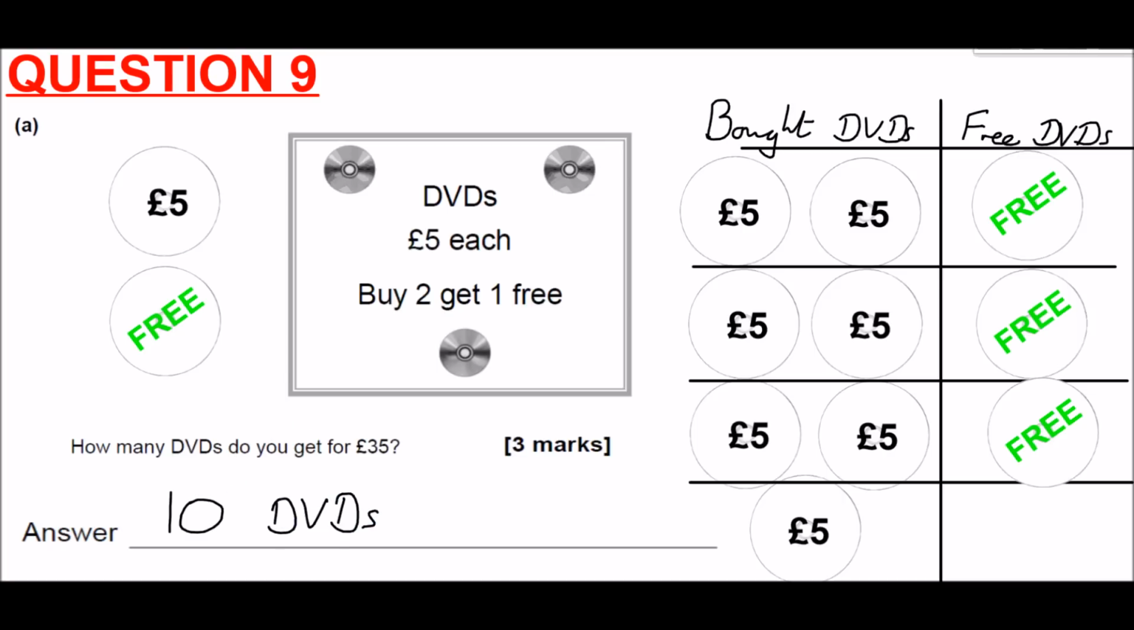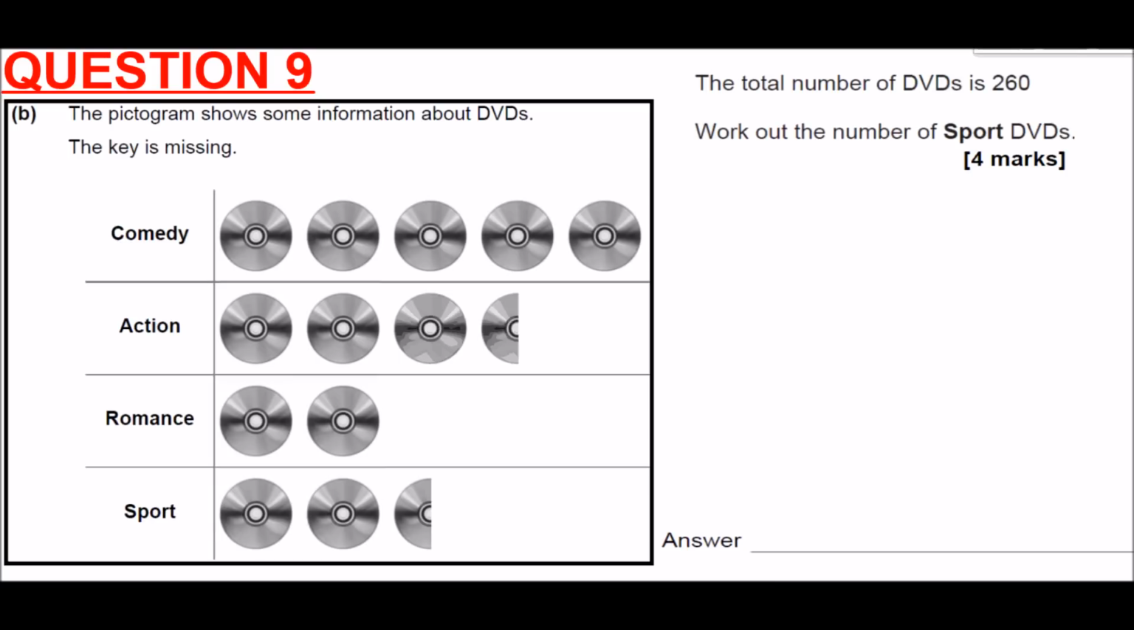Now for part B, we have a pictogram showing different DVDs sold according to genre, type of film. So it might be comedy, action, romance or sport. We're told the total number of DVDs is 260. No key's been given. Work out the number of sport DVDs.